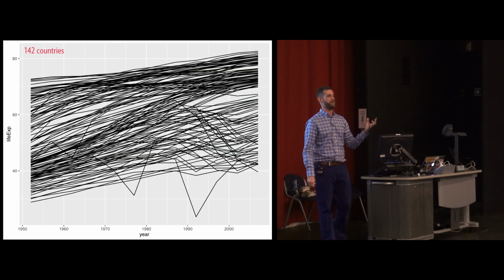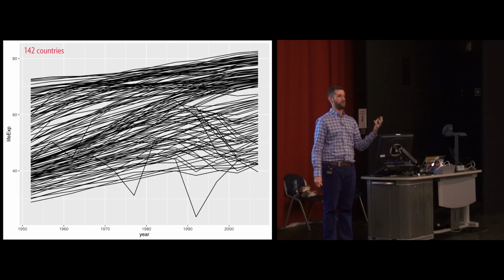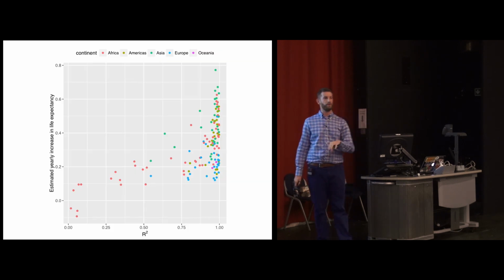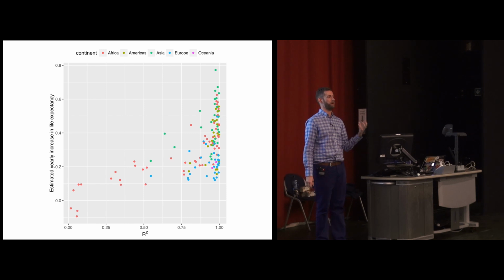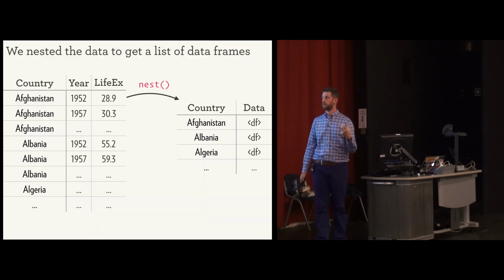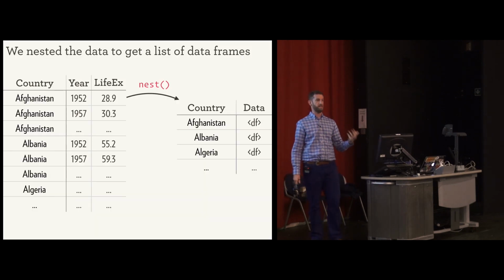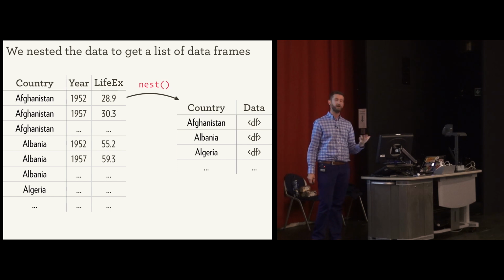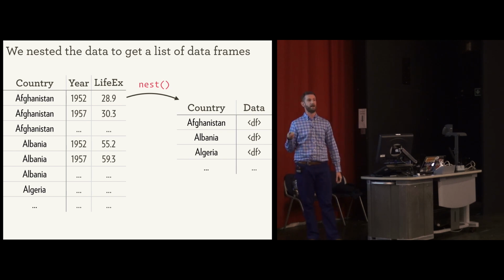So let's get back to the Gapminder data. This is where we started, right? We've got one line per country. And this is where we want to end up, where we have one model per country, and we've summarized that model in a couple of different ways. So the first thing we did was to nest the data using tidyr. So we go from this form where we have an observation per row to a group, or a country, per row. And the individual data is now stored in a list of data frames.